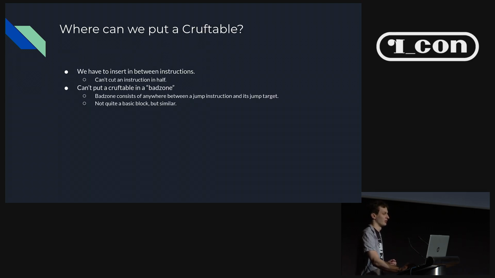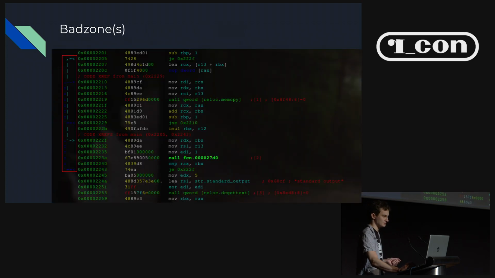So where can we put a Cruftable? Well, we have to put it in between instructions to begin with. We can't cut an instruction in half. This isn't thumb mode. And we also can't put a Cruftable in the concept of a bad zone, which is similar to a basic block, but not quite. It's anywhere between a jump target and the jump instruction that causes that. So anywhere you see an arrow in Reordering 2, bad zone. Bad zones can be a single one, can have overlapping bad zones that can be right next to each other, they can be completely inside each other, you can go backwards, any way you can order a series of jump instructions.